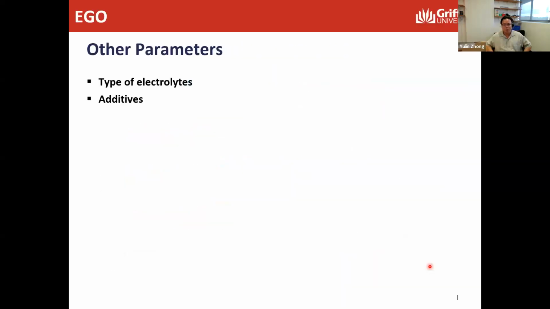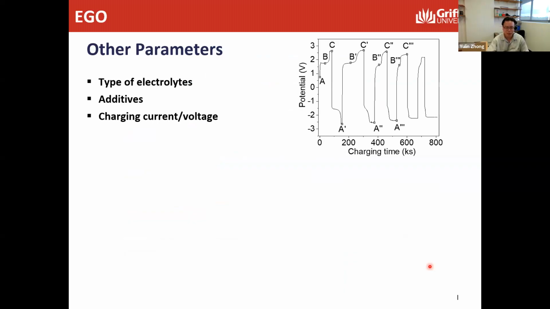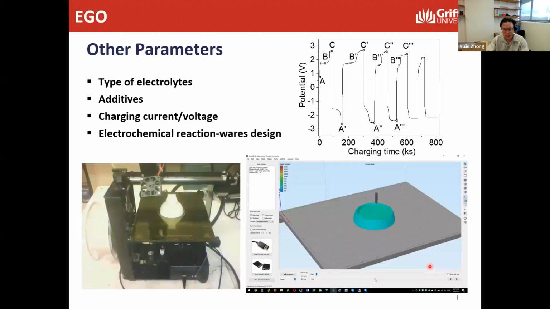Of course, there are also many other parameters that we can play with: different types of electrolytes, chemical additives, even the charging. If you keep on applying a positive current, that would oxidize. But if you apply a negative current, that would potentially reduce the graphene oxide in our reactor.